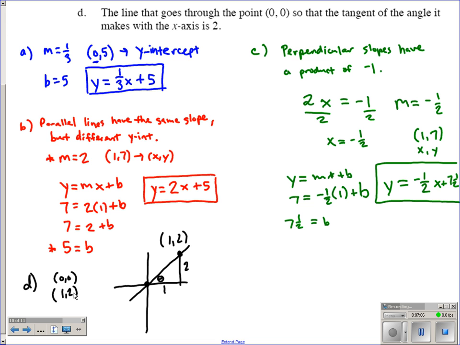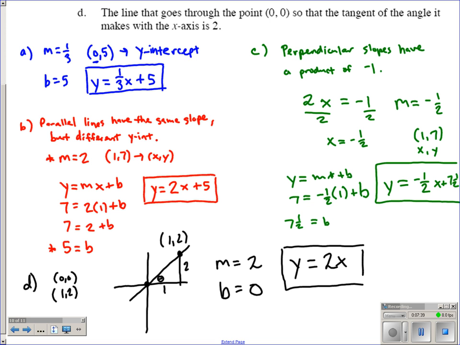So it goes through the origin, and it also goes through the point 1, 2. So what can we always find with 2 points? Well, we can find the slope. The slope of this line is rise 2, run 1. So our slope is 2. Our y-intercept, well, it crosses right through the origin. So b is going to equal 0. And now we have all the information we need to write our equation. Y equals our slope, 2, times x. And then we could put plus 0, or you can just leave it as y equals 2x. And there you go, y equals 2x.